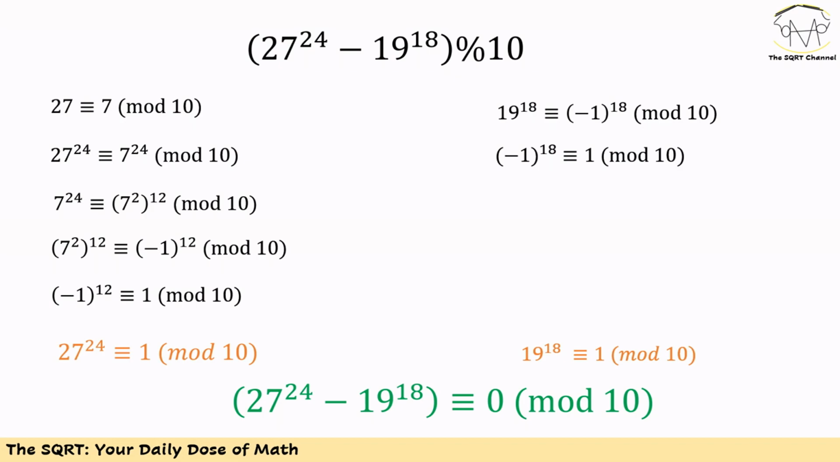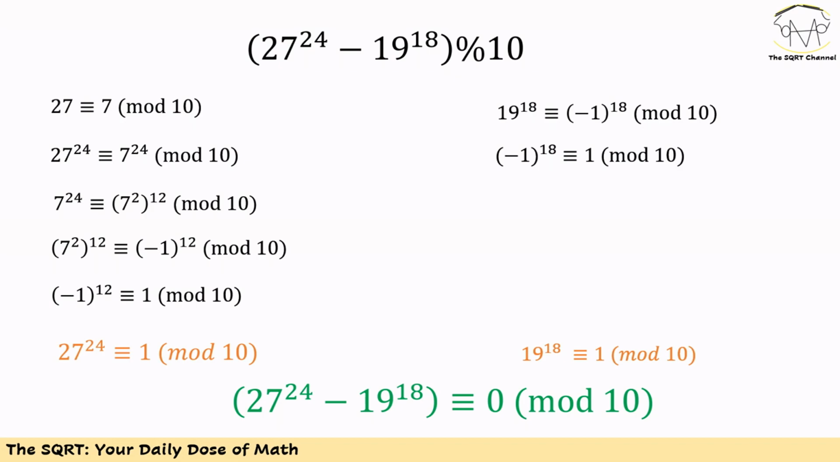Now let's move on and talk about the second term, which is 19 to the power of 18. It is a little bit simpler. 19 is 10 times 2 minus 1. So 19 to the power of 18 is going to be congruent with minus 1 to the power of 18, which is 1. So both the first term and the second term are congruent with 1 for modulus 10. And if you subtract them, you're going to have 0.